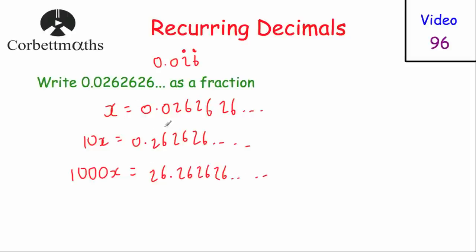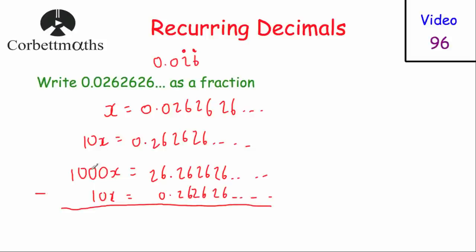So what we've done is we've taken our x and multiplied it by 10 to get 0.26262626 and so on. And we've also gone back to our x and multiplied it by 1,000 to get 26.262626 and so on. Now what's really fantastic here is if we subtract these from each other, 26.262626 and we take away 0.26262626, the parts after the decimal point will cancel out. So let's write that down and see what we get. Let's write down our 10x equals 0.262626 and so on.